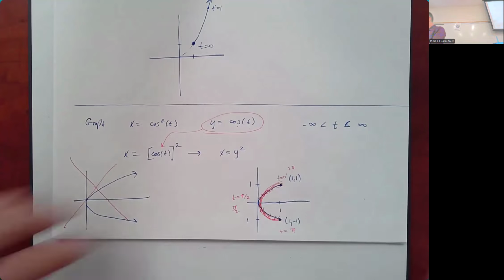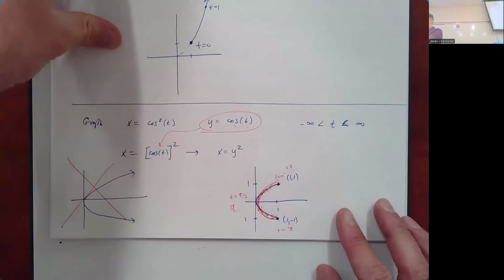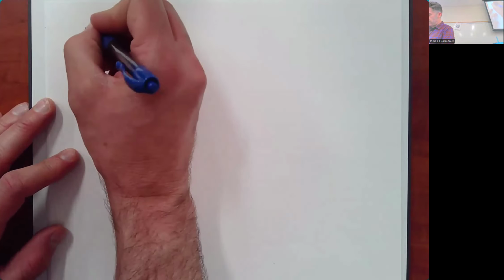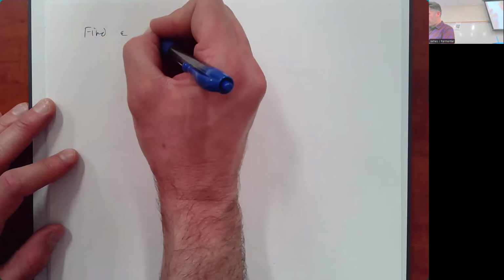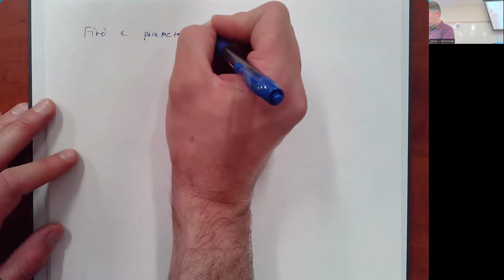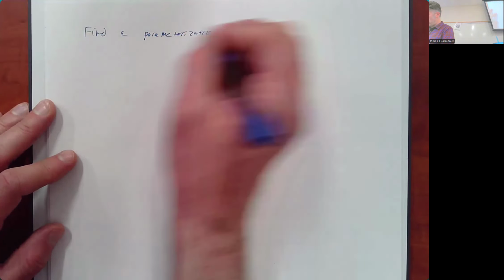Let's do one more and then we'll call it a day. So these are moderately useful things I've said, but the next thing I think you will actually use in 21C. So let's find a parameterization for the following curve.